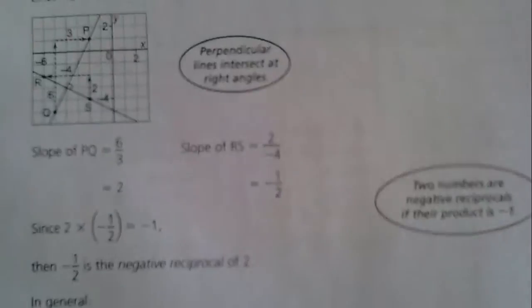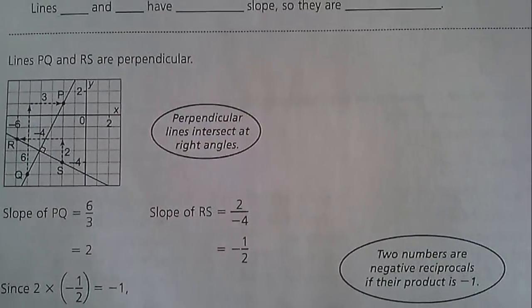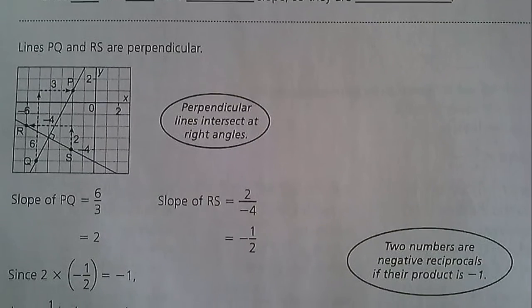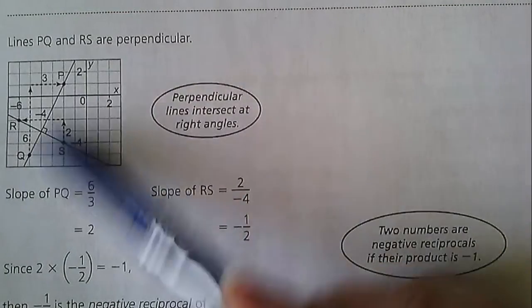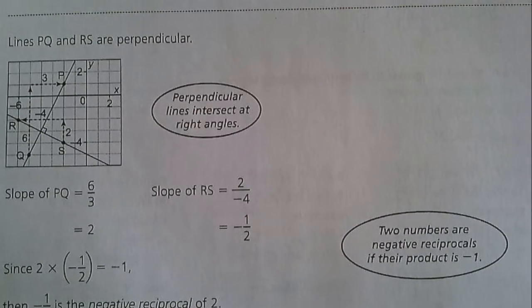So taking a look at the next example, we just looked at lines that were parallel. Now we're going to be looking at perpendicular lines. So remember, perpendicular lines are ones that intersect at right or 90-degree angles. So taking a look at this picture, it looks like PQ and RS are perpendicular. We can eyeball it to start, and then how we check our work is by finding the slope of each of those lines.